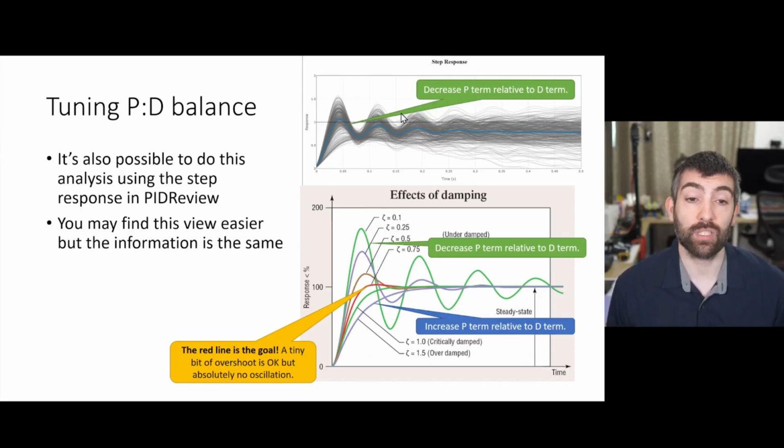So you can use a step response. This is giving you exactly the same information as the time series data that we were looking at previously, just in a different form. Some people find it easier, but for different controllers on ArduPilot, you will eventually have to do some PID tuning using only the time series data, so it's good to practice that if you can.